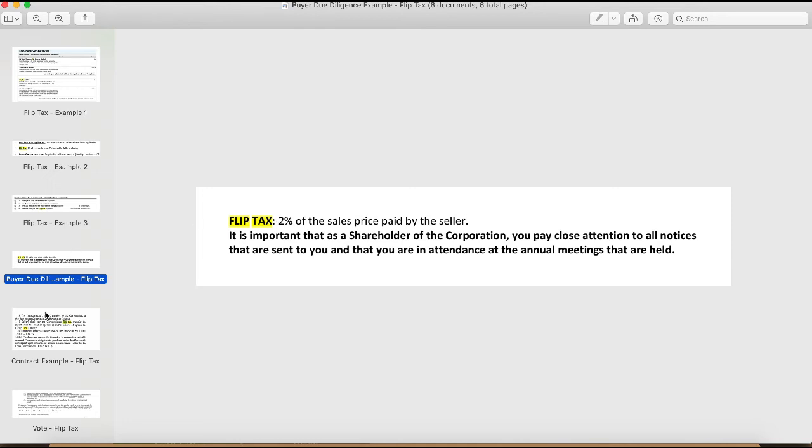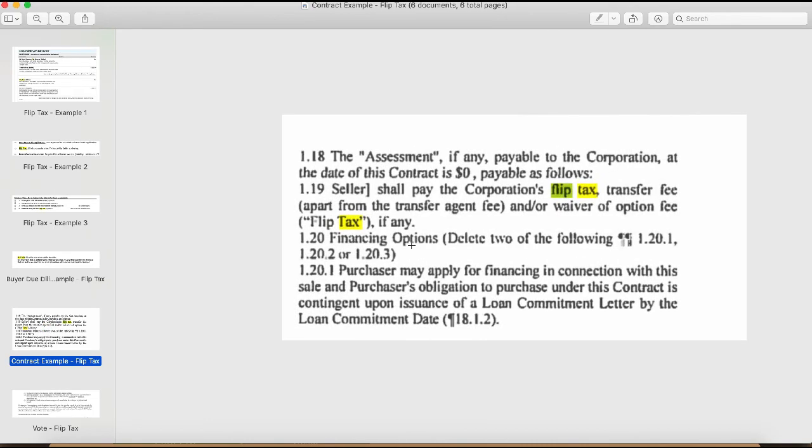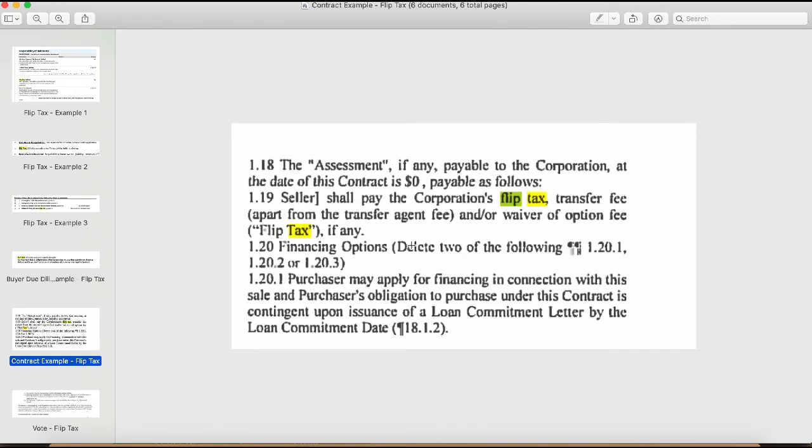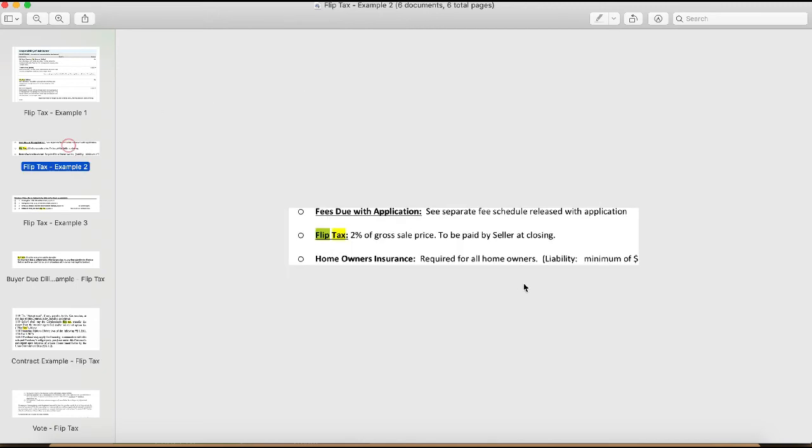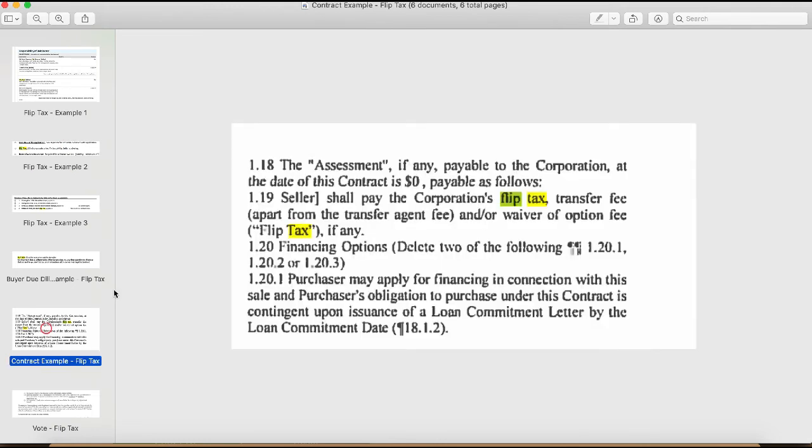It's also important to mention, with regard to flip taxes, that usually the contract itself will mention who is going to be responsible for the flip tax. That's because even if a co-op's purchase application says that the seller has to pay it, such as this one, it still doesn't really mean that contractually that is the case.